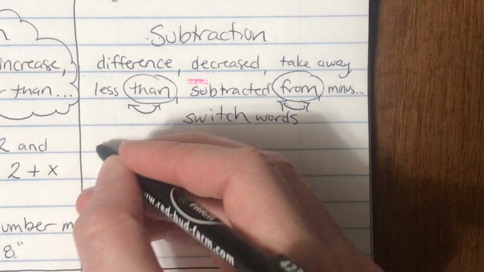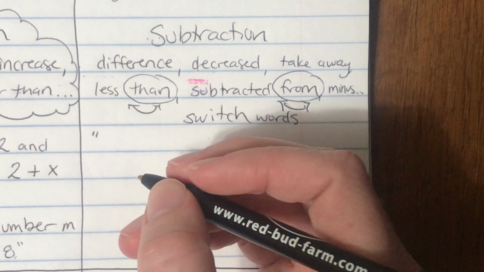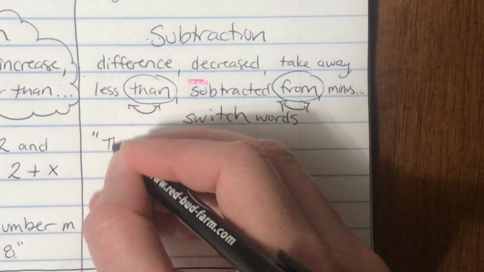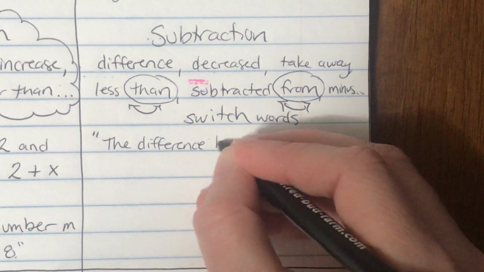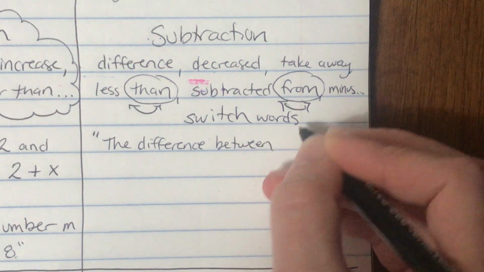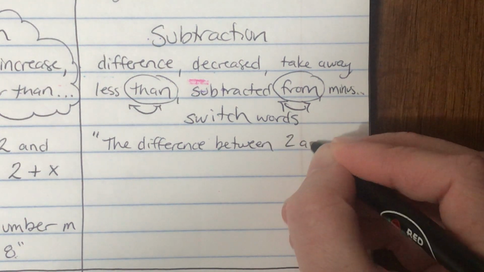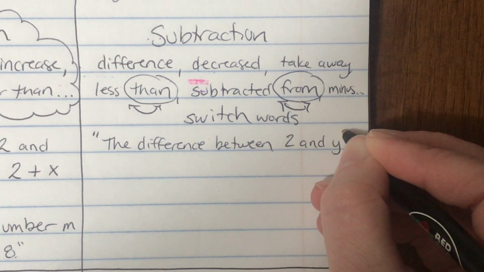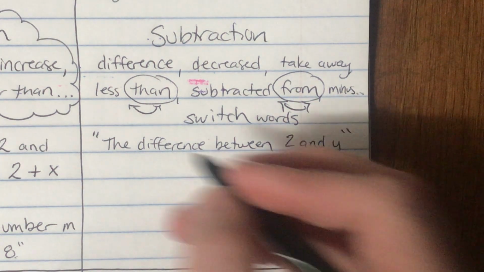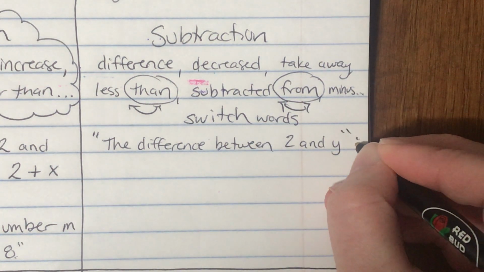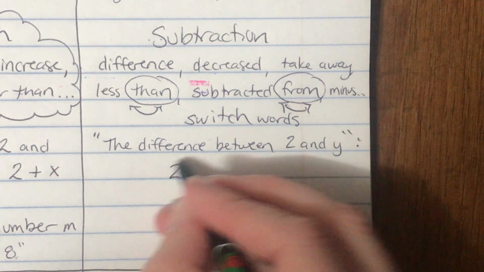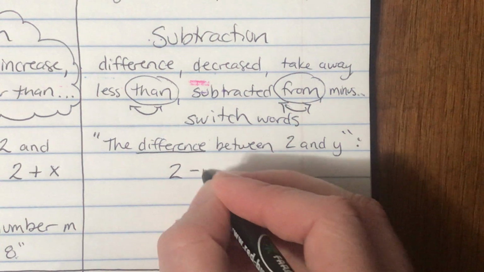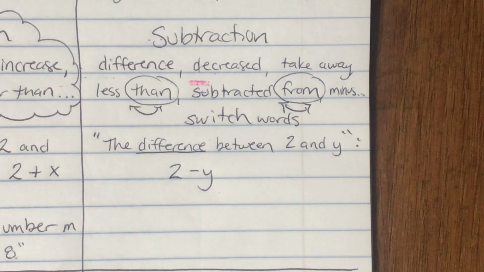So you might have a sentence that reads something like this. The difference between 2 and y. Difference between 2 and y. And you would, in algebraic form, so this is verbal form again, in algebraic form, you would write 2 and y, but difference is the subtraction word. So you would just put them in the order you see them and put a subtraction symbol between them. That's algebraic. That's symbolic form.